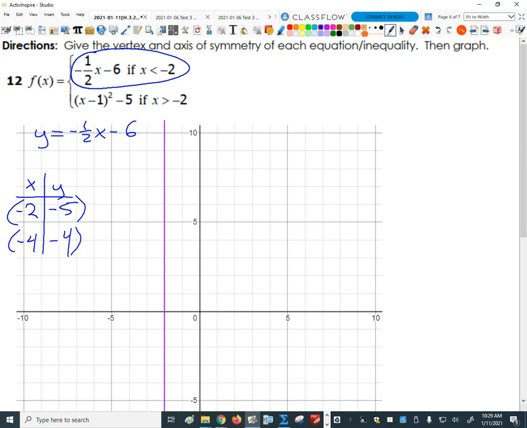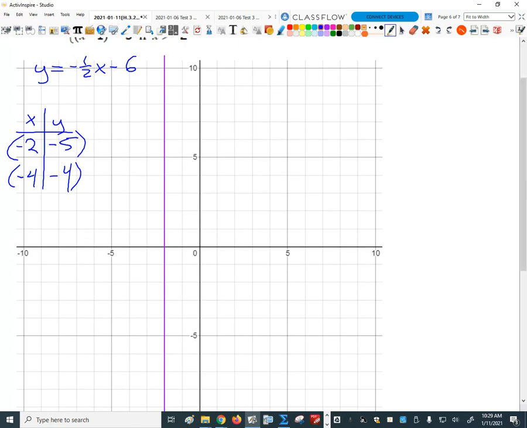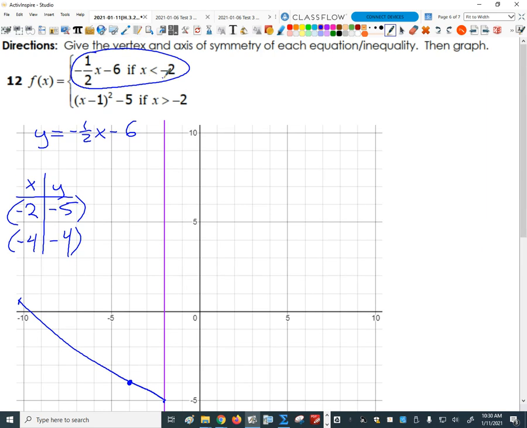Let's plot these. -2, -5. So there's going to be a point right there. And I've got -4, -4. So that's a point right there. Okay. And when I graph this thing, that gives me the shape of my line, but I can only graph it up to my boundary. Now, Alan, what do I have to do at this endpoint of this piece of my function if I'm not including -2? That's an x value that's a boundary, but it's not being included.